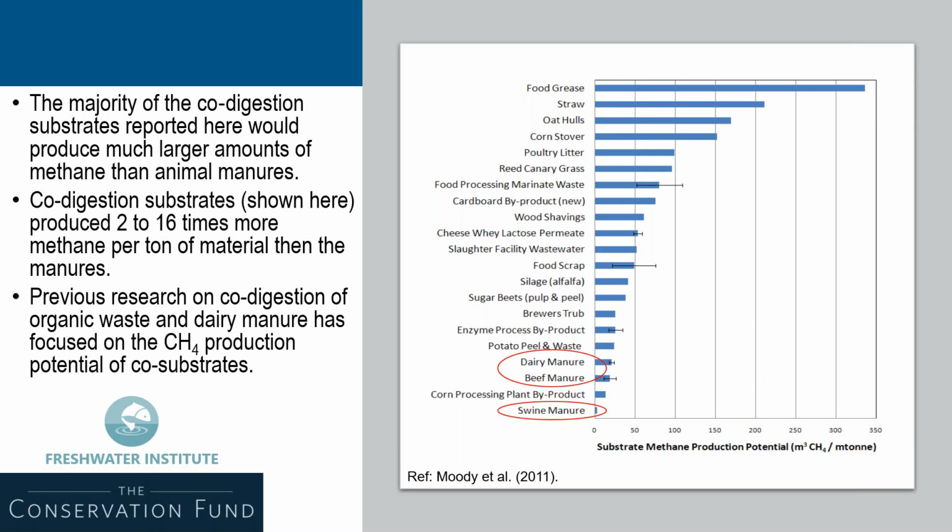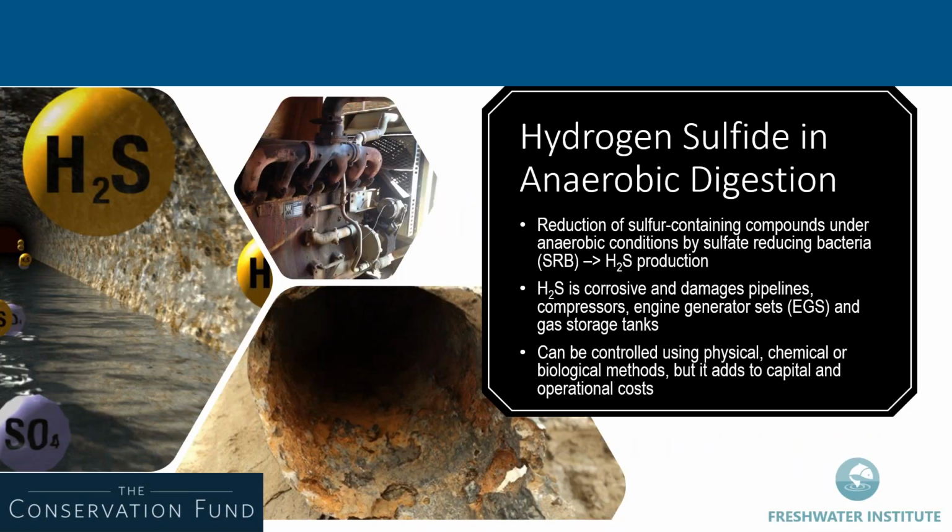Co-digestion can also help with other factors, such as hydrogen sulfide production, which is usually a problem in anaerobic digestion systems. So why is hydrogen sulfide a problem? Well, it's because hydrogen sulfide is corrosive, and it can damage the digestion system and the energy generation equipment. The waste material that is fed into a digester usually has sulfur-containing compounds. These compounds are broken down by a group of microorganisms called sulfate-reducing bacteria, or SRBs, which results in the production of hydrogen sulfide, or H2S. In the slide, you can see the corrosion of the generator and the pipeline due to hydrogen sulfide.